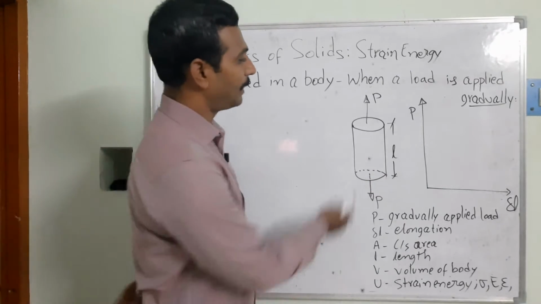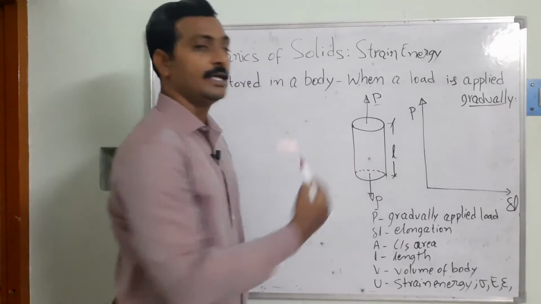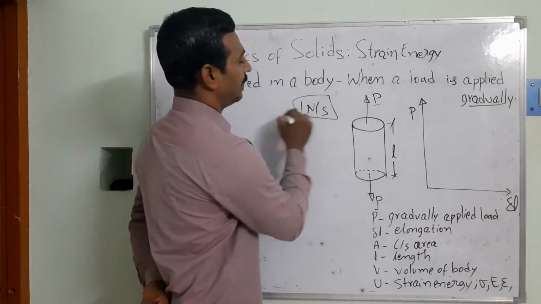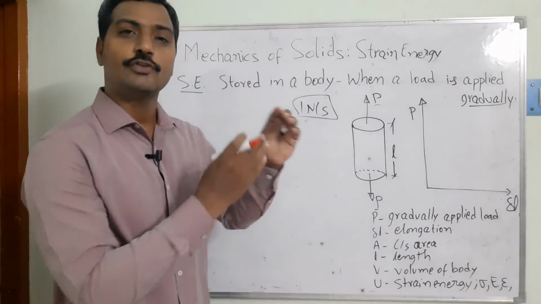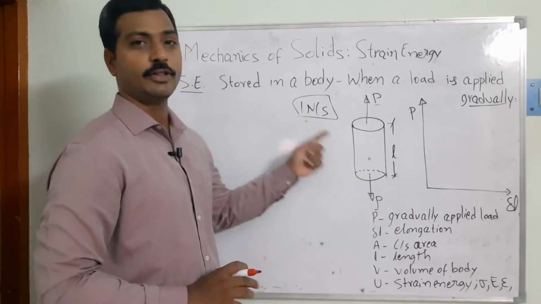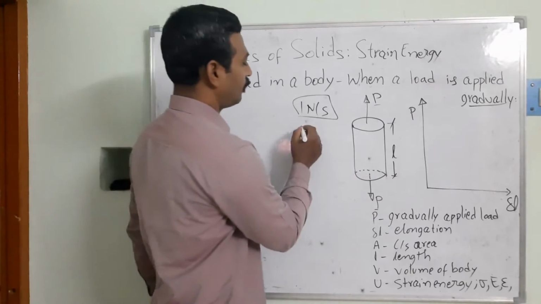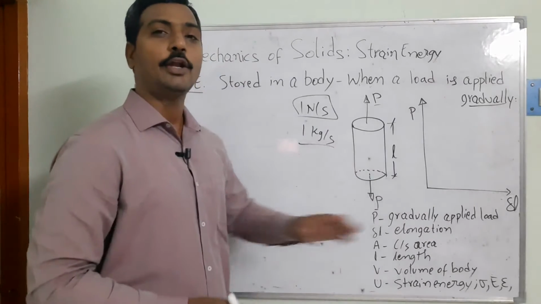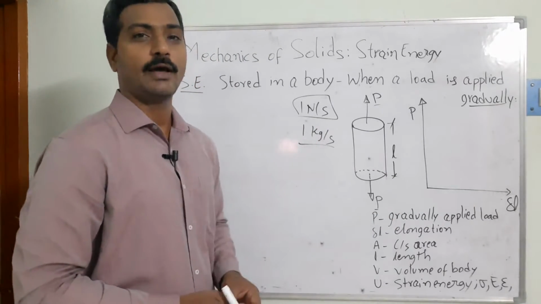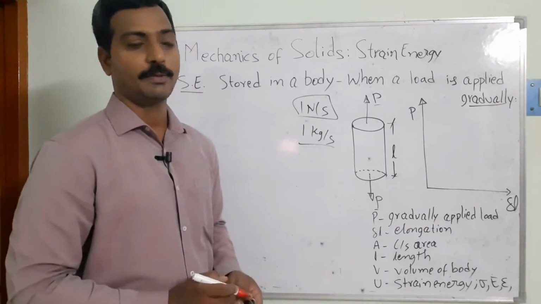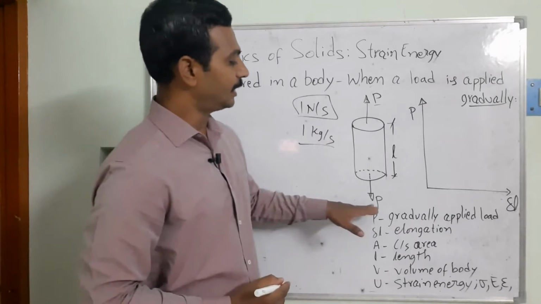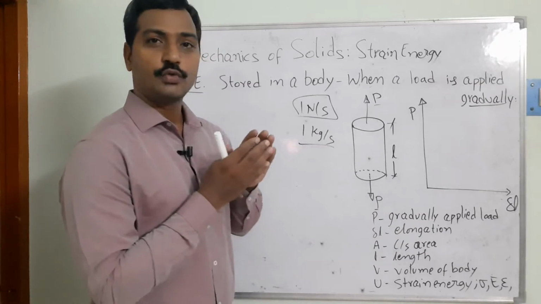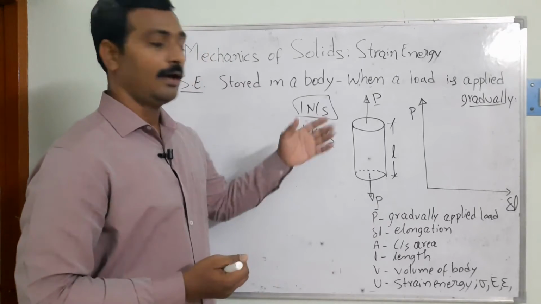So what will happen when I apply the force P gradually? Suppose I apply 1 newton per second, continuously applying that load on this member. Or if I apply 1 kg per second of load gradually, I continue that for 1 second, so 1 kg of load is applied on that part. In this case, the load acts and the member starts elongating because of the tensile load.